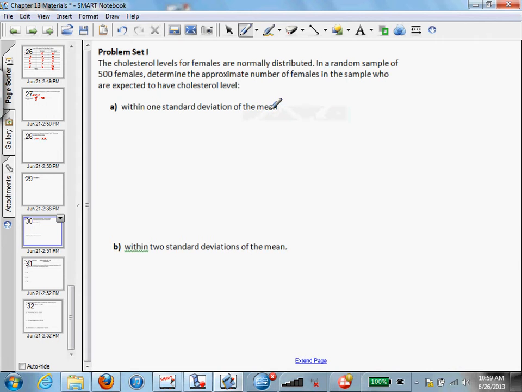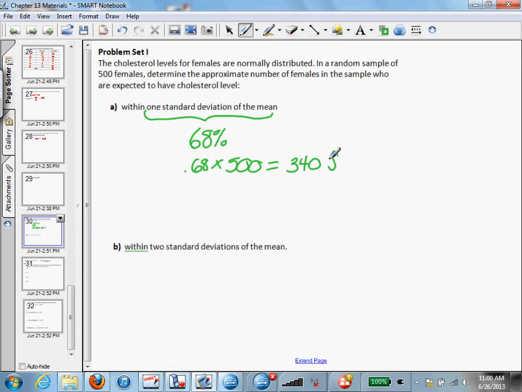So to do these calculations, what we want to do is say that 1 standard deviation of the mean refers to 68%, because if we refer back to the book, we know that 68%, or 0.68, has most of the data within 1 standard deviation of the mean. And all we have to do is take our decimal and multiply it by the amount of females that were in the sample. To do that, 0.68 times 500 yields 340 females.